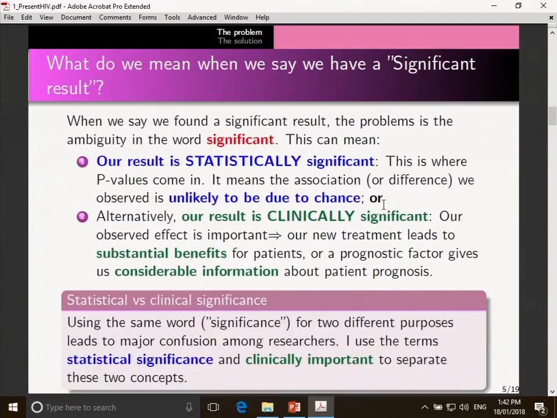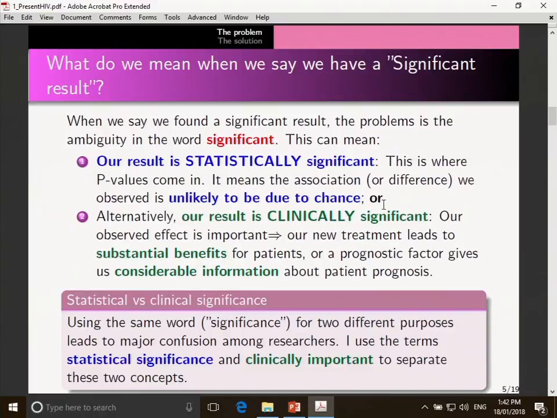Okay, so what do we mean when we say something is significant? It can mean two things. So there's a lot of ambiguity with the word significant. It can mean our result is statistically significant. That is where p-values come in. So it means an association or difference or effect that we observe is unlikely to be due to chance. That's what it means. And really, that alone, that's all it means.